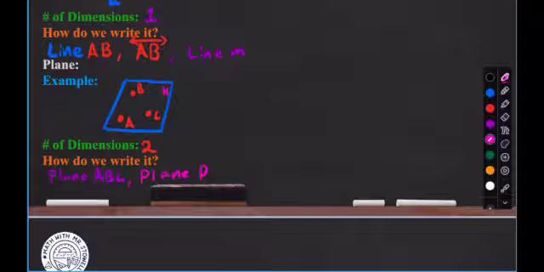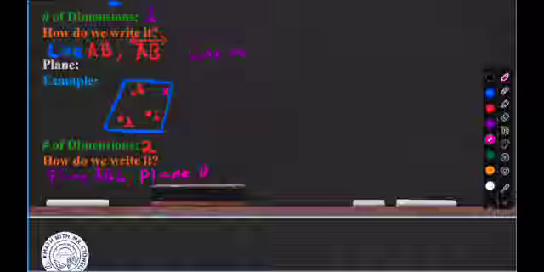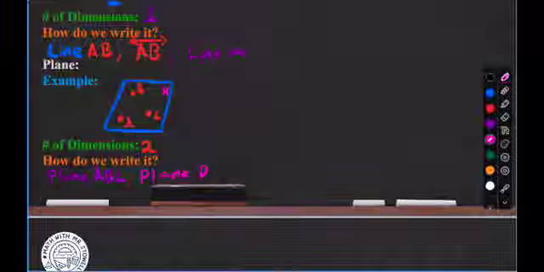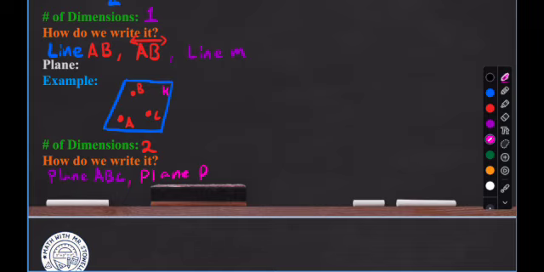Also, by the way, we don't have to say plane ABC. We could do a different order. We could do plane CBA or plane BAC. Order does not matter in the way we pick our points. I just chose ABC because that's alphabetical order. That's the way it's in order in the alphabet. So that's the reason why I chose ABC.